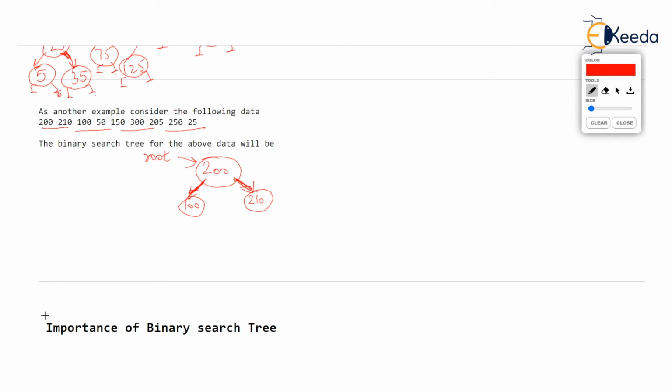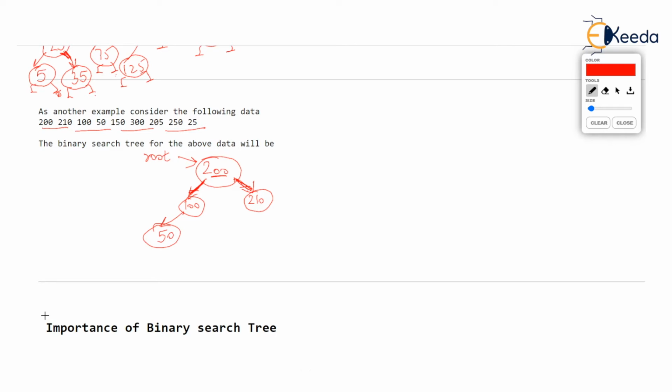Next value, 50. Start the comparison of 50 always from the root node. Don't compare it with any intermediate node. So first compare the new value 50 with root value 200. What do you say? Where will 50 go? Of course to the left of 200 because it is less than 200. But left of 200 is already 100. So compare the new value 50 with 100, and 50 is less than 100. So 50 will go to the left of 100.